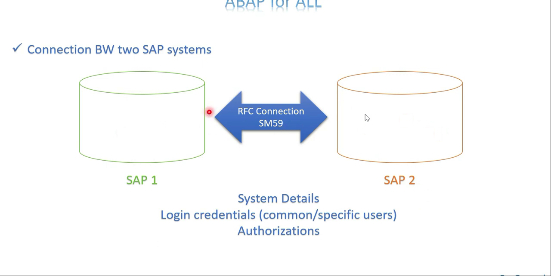I'm going to create a connection from SAP 1 to SAP 2. Okay. So for that, I need the system details, the SAP 2 system details. I'm going to create an RFC in SAP 1. So what is your application server name or IP number, and then the instance number? These are the very basic information that is required. And then login credentials. What is your username and password?